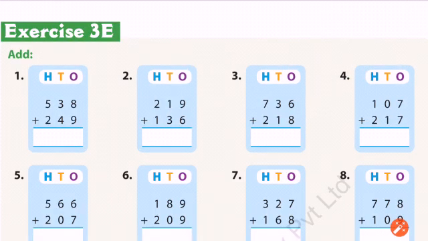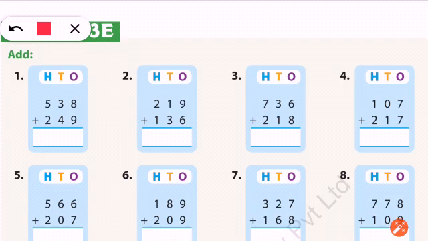Now we are going to start our new exercise 3E. In this question, it is just like the exercise you last learned. It is the same as ones, tens and hundreds, but in this question there will be a carry also. So if we add, do it very properly and easily. Don't be in a hurry.